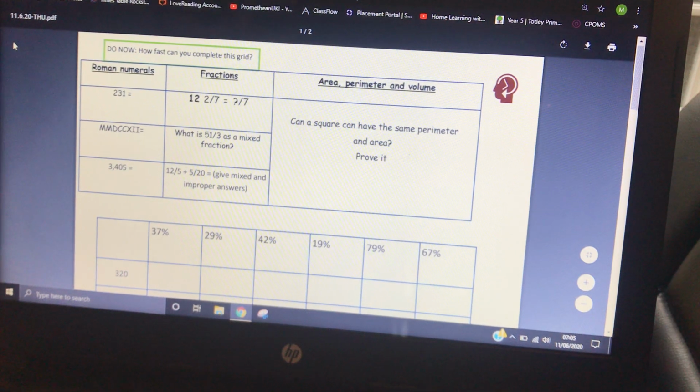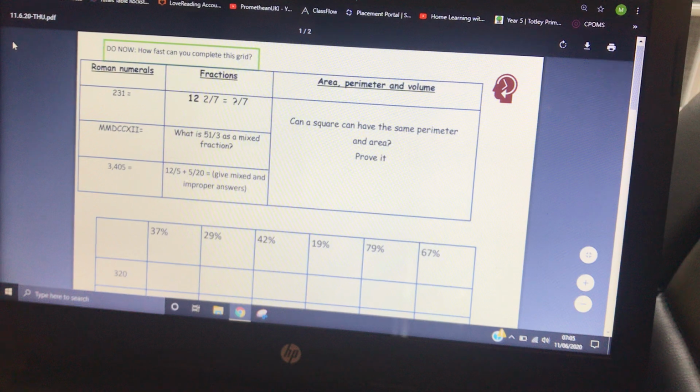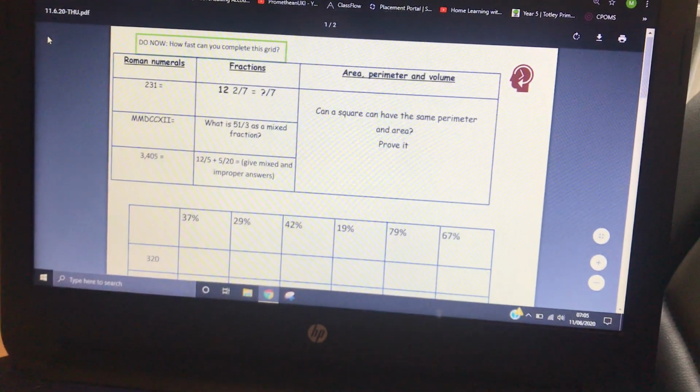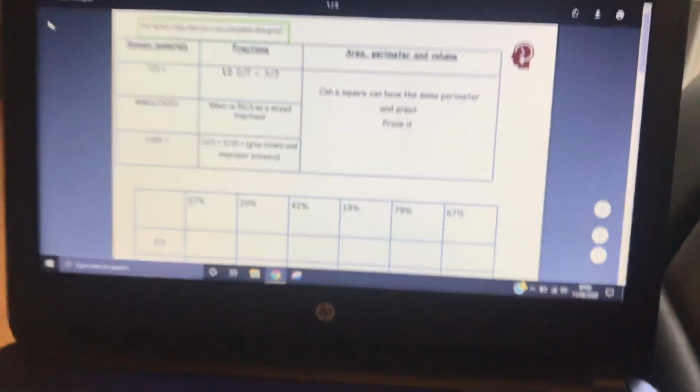Good morning, Year 5s. It is a drizzly, grey Thursday. Apparently it's June. Doesn't really look like it or feel like it. And I had to put the light on this morning because it was too dark. What is that about?